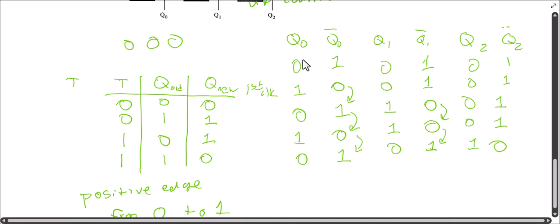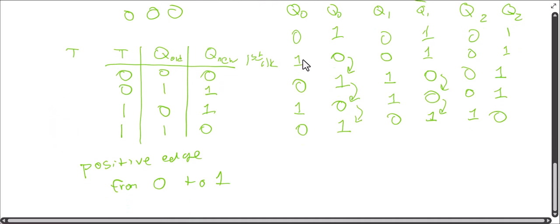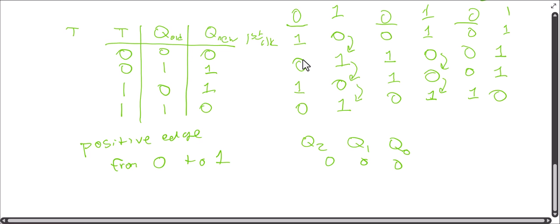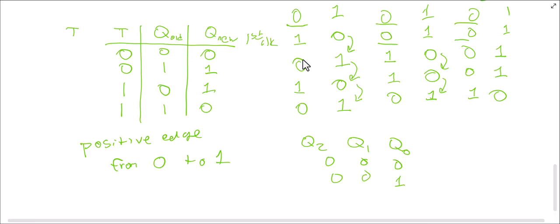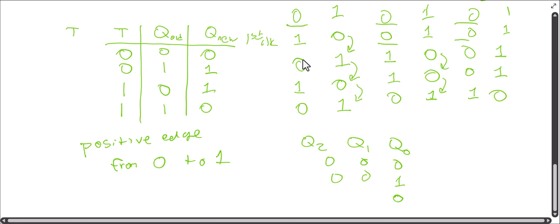And so let's see what our output was here. We started with 0, 0, 0. And our next one, well, let's write it in this order: Q2, Q1, Q0. So 0, 0, 0. And then the next time around, Q0 was 1, Q1 and Q2 were still 0. The next time around, Q0 was 0, Q1 was 1, but Q2 was still 0.